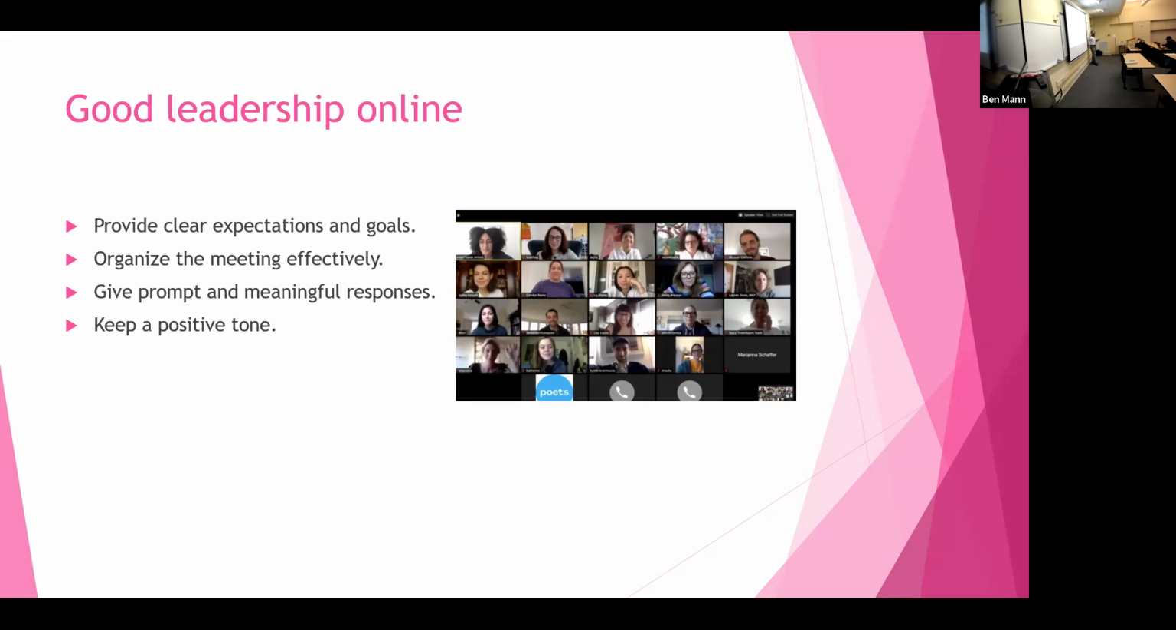Clear expectations and goals are a really big thing. When you are asking people to engage online, you need to be clear with them about what you're expecting them to do in the meeting, including their level of involvement. Is this a meeting that they can idle for, doing something like laundry while it runs in the background, or do they need to actively participate? Are you requiring camera on or off? What's going on?